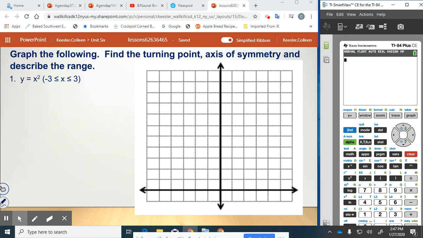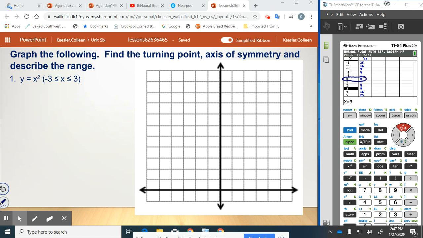So we're going to pull up the function y equals x squared, and we're going to pull up the table. And we're going to change the window because I want to go up by ones. If your table is different, you can set it. You can see here that from negative 3 to positive 3 we have 9, 4, 1, 0, 1, 4, 9. So the function starts up high, goes down low, and then comes back up. It turns around the point 0, 0, so that is our vertex or turning point.